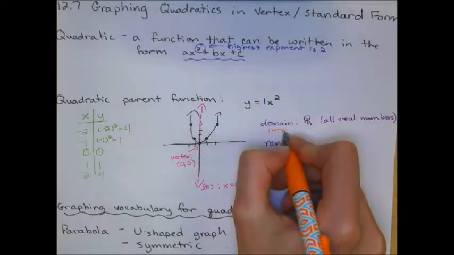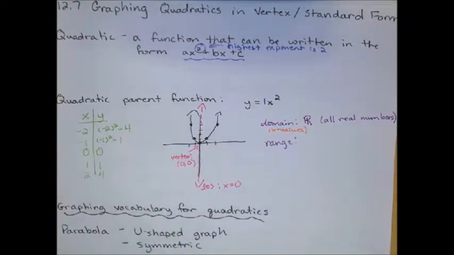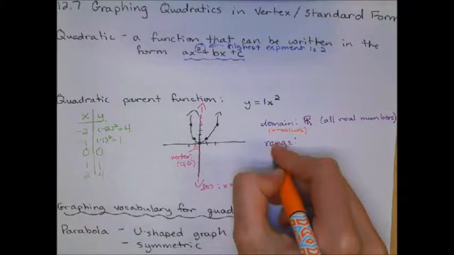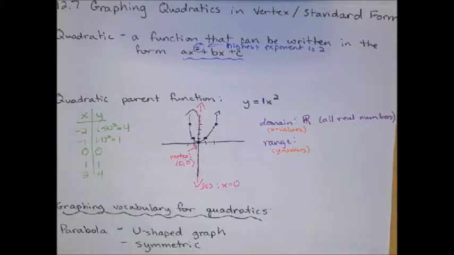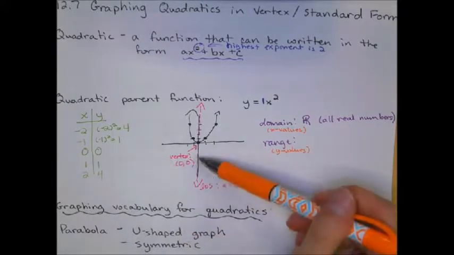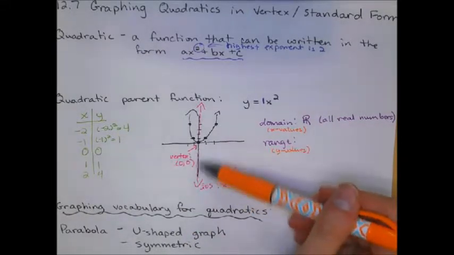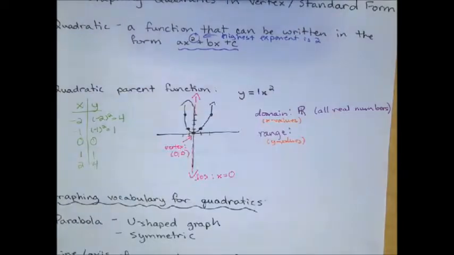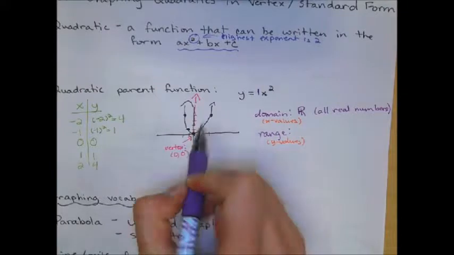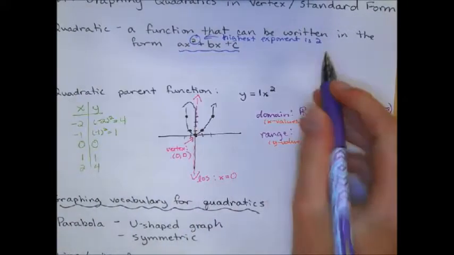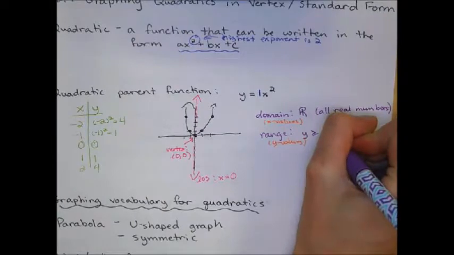Those are x values. Now for our range, range is the y values. And I ask myself, is there anywhere I don't have y values? And I look and I see I have no y values down here. My curve is only above the x-axis. So where's my lowest point? My lowest point is 0, and all y's are bigger than 0. So I write y greater than or equal to 0, and that is my range.